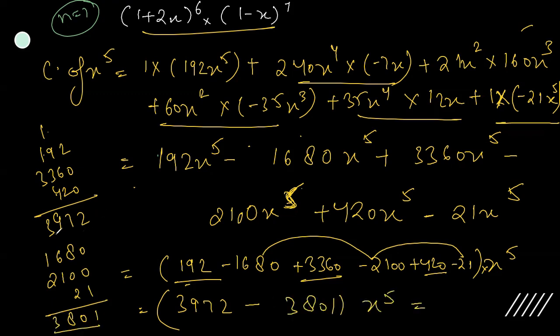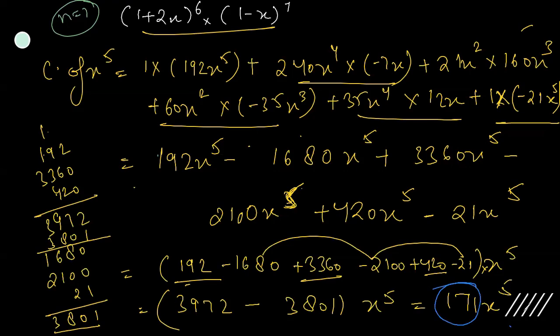Now let me solve this one. When I subtract this, it will be 171 x raised to the power 5. So whatever you have in multiplication with x raised to the power 5, that is the coefficient. So 171 is the coefficient of x raised to the power 5.